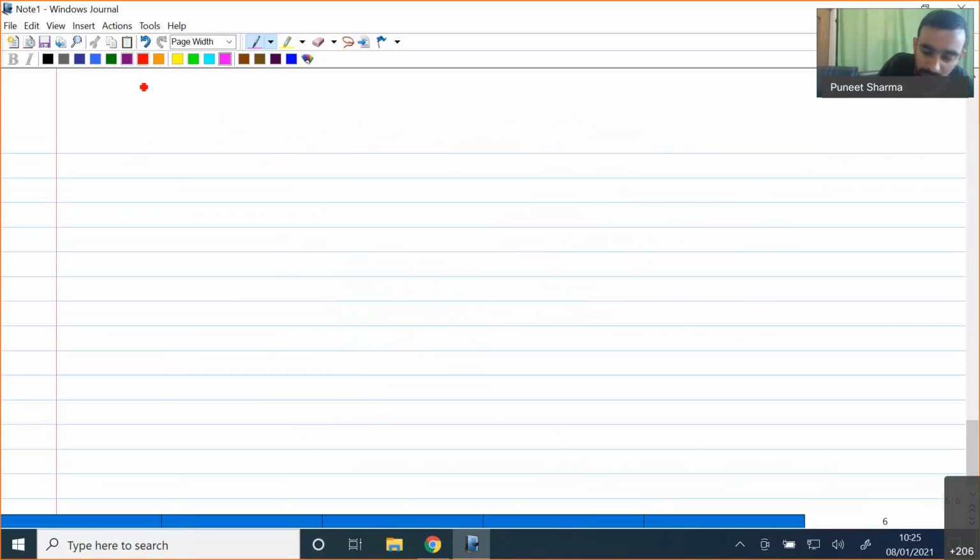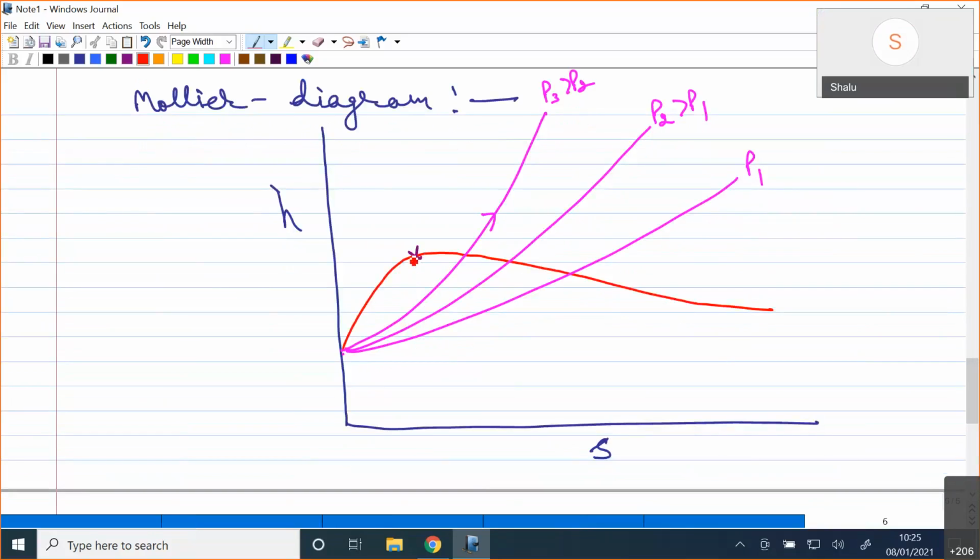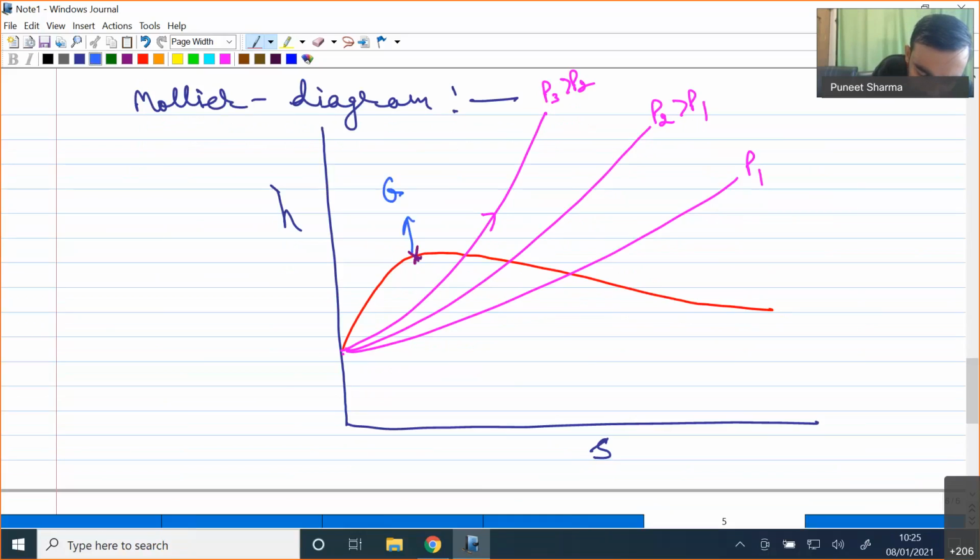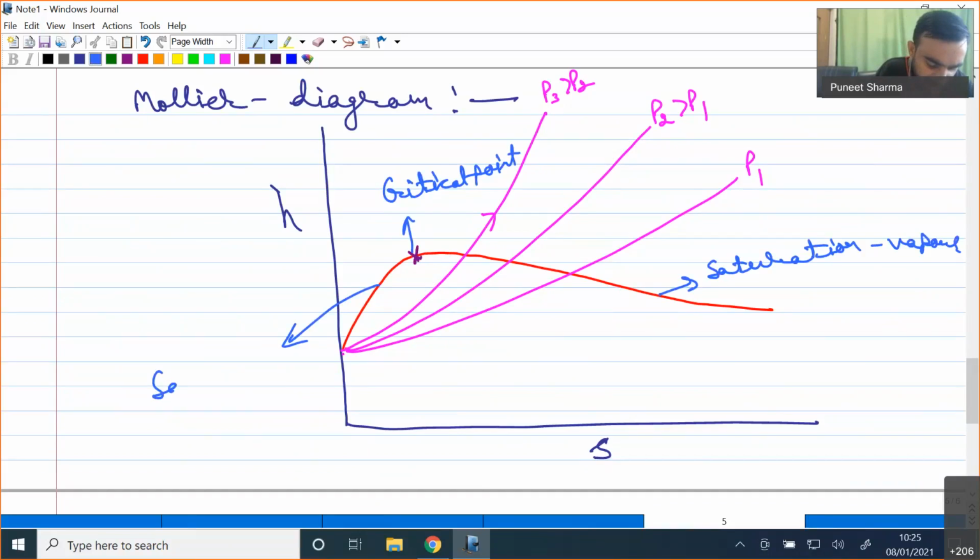Now let me define the red line. What is represented by the red line in the Mollier diagram? The red line is actually your liquid vapor dome. This is your critical point, and the line on the right hand side is the saturation vapor line, and on the left hand side of the critical point is the saturation liquid line.